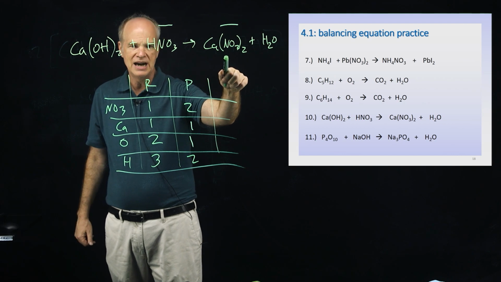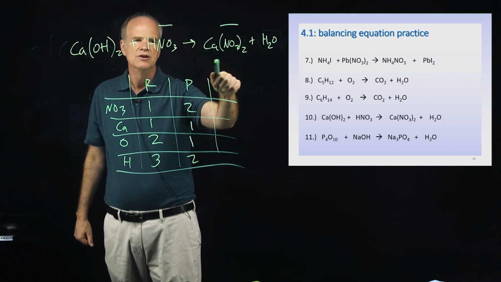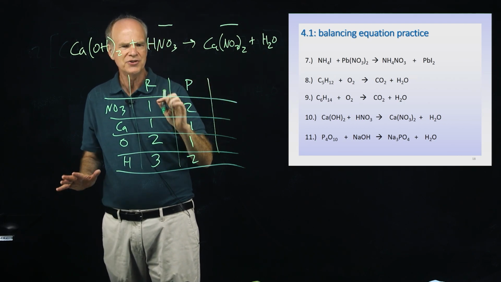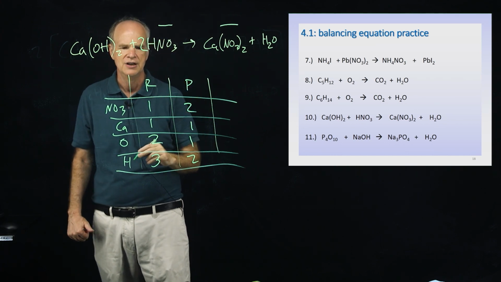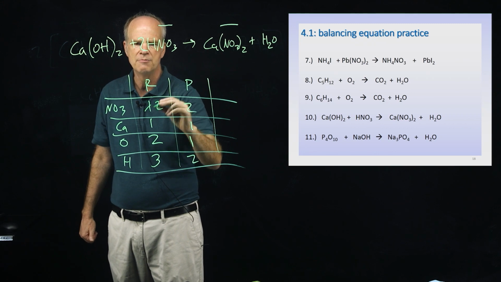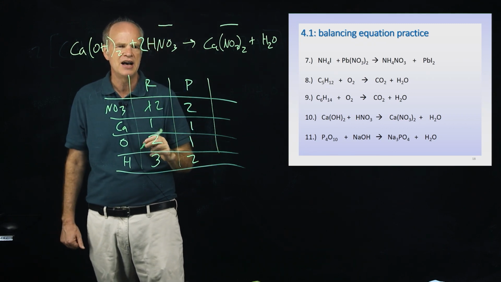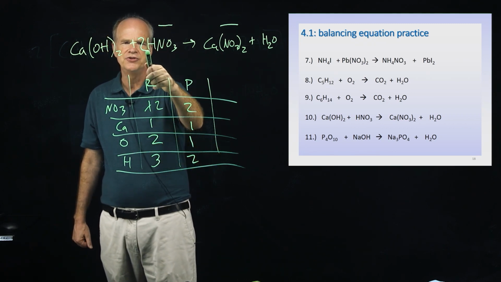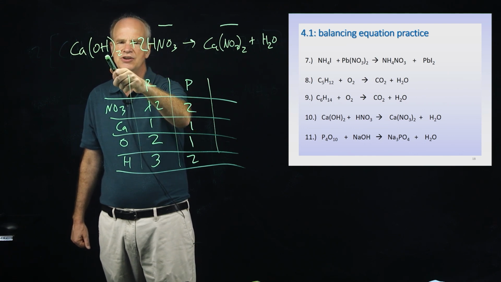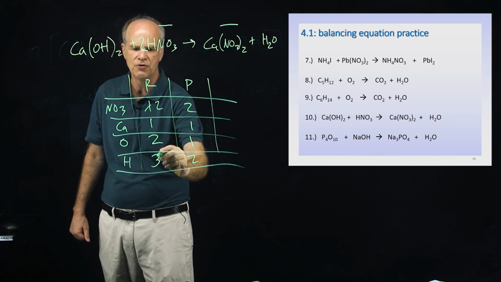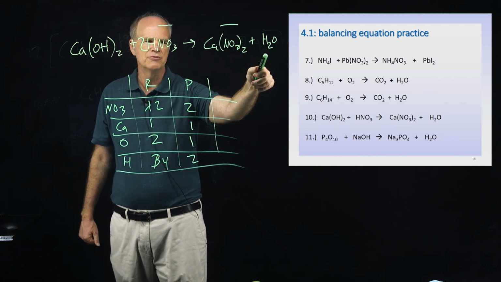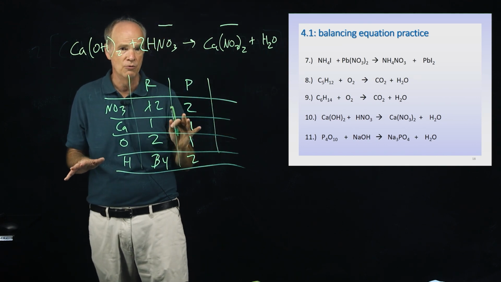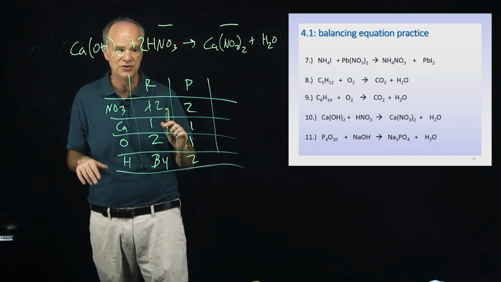We have 2 nitrates on the right side of the equation and 1 nitrate on the left. So let's just balance the nitrates by putting a coefficient of 2 here. The nitrates are now, for the moment, balanced. Now let's check hydrogens. We have 2 hydrogens in this molecule, 2 hydrogens in this molecule, for a total of 4 hydrogens. We have 2 hydrogens in water. So I see maybe a way we can quickly balance the hydrogens.